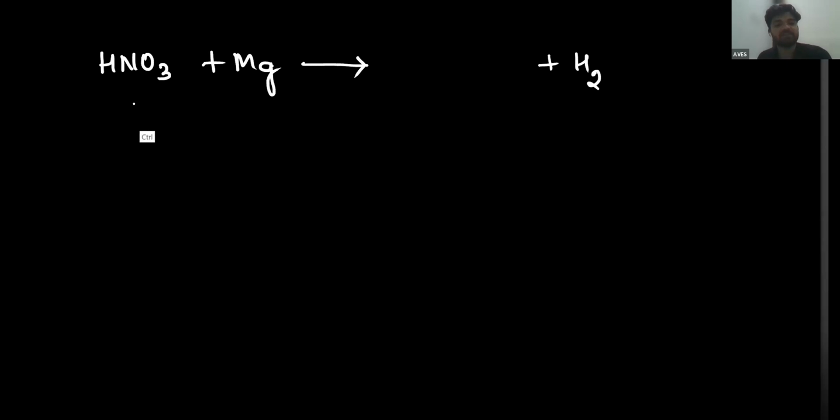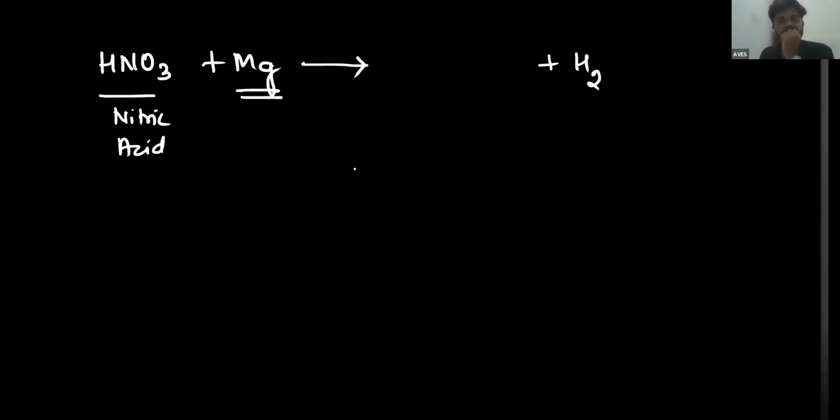Let's do one more, then we'll proceed further to the next chemical property. Tell me what would happen when HNO3 reacts with magnesium. Which salt will form? You know that this is an acid. HNO3 is nitric acid. Nitric acid is a strong acid. And this is magnesium metal. What would happen when it reacts with this one?